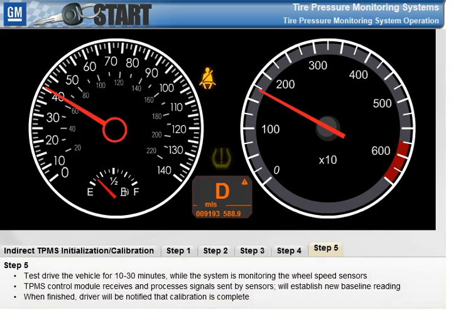Perform a test drive of the vehicle while the system is monitoring the wheel speed sensors. You should drive the vehicle for approximately 10 to 30 minutes. During this drive, the control module will receive and process signals sent by the sensors and establish a new baseline reading. When the TPMS finishes its calibration, the system notifies the driver. This notification could consist of a chime, the TPMS indicator lamp turning off, a completion message, or any combination of these options.